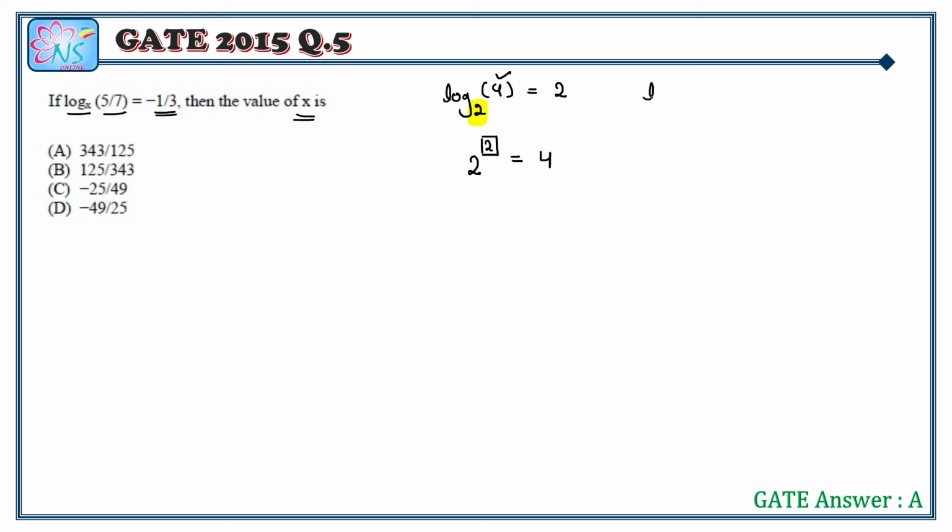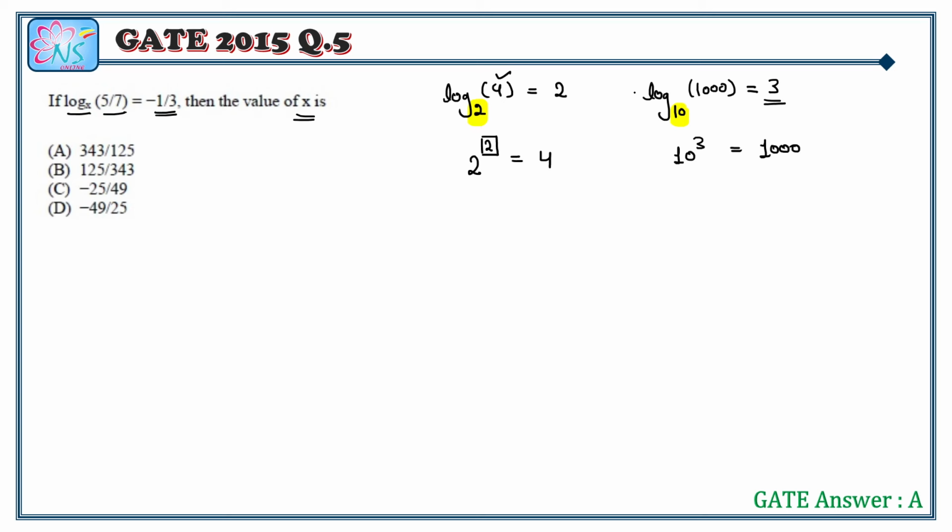Similarly, we can take another example, log base 10 of 1000. Now the base for the log is 10, so we want to find what power of 10 gives the value 1000. You know that 10 cubed is equal to 1000. So the answer for log base 10 of 1000 will be 3, because the cube of 10 is equal to 1000. So that is the meaning of log.